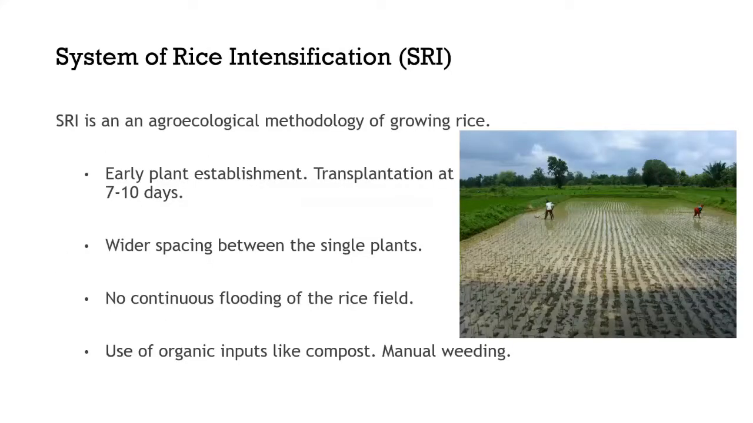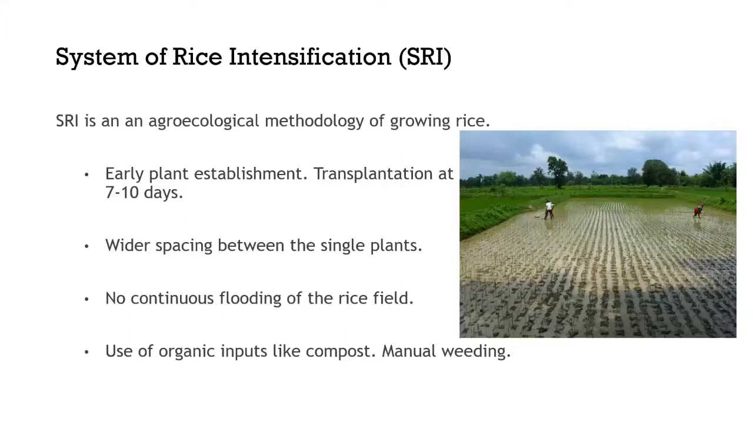So, the system of rice intensification, basically. These few points are what make the system of rice intensification different from conventional flooded rice cultivation. There is earlier plant establishment, that is, you transplant the seedlings earlier as compared to the conventional system. In the conventional system, you transplant the seedlings after around 4 weeks, but in SRI, you transplant them at 1 week or 10 days in this time period.